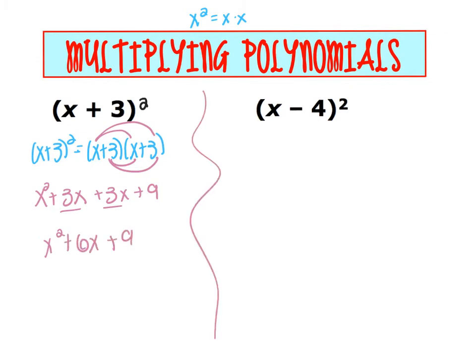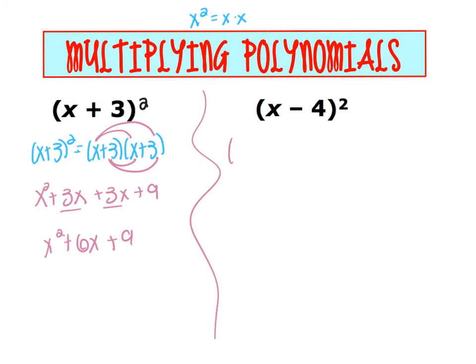Okay, so this is all about recognizing that, hey, that squared just means I'm multiplying this thing times itself, and I now know how to multiply these two binomials together. Why don't you try on your own x minus 4, all to the squared power?